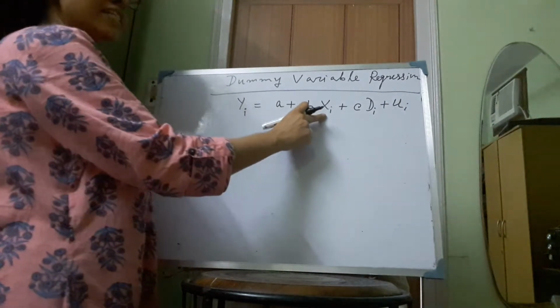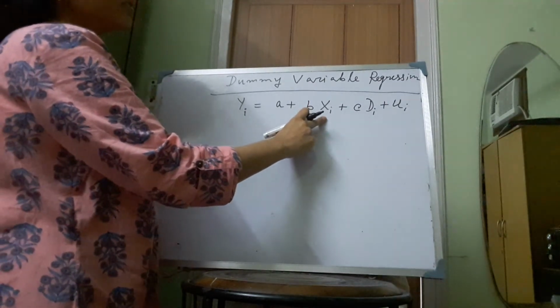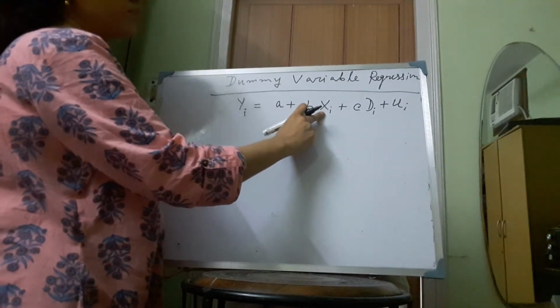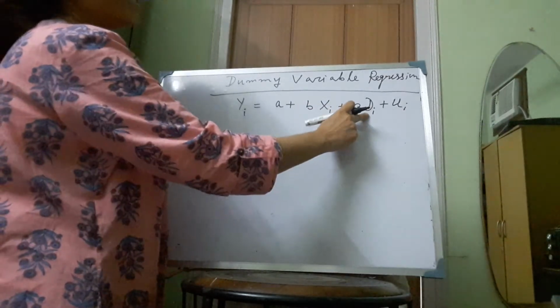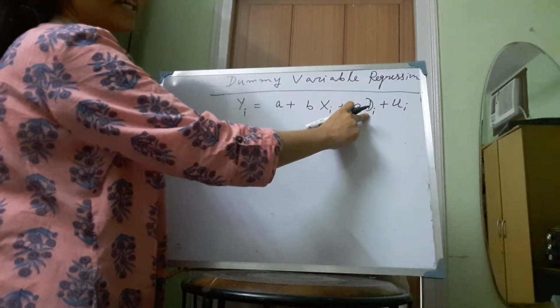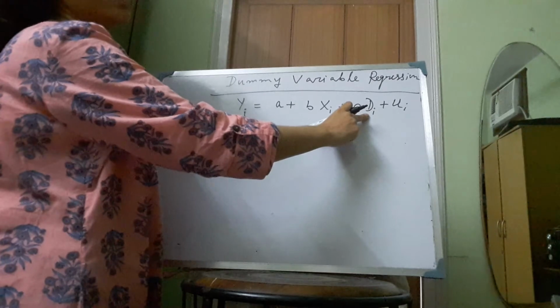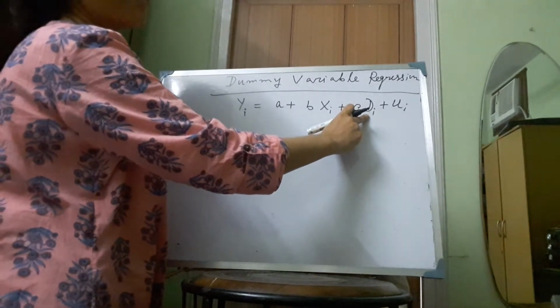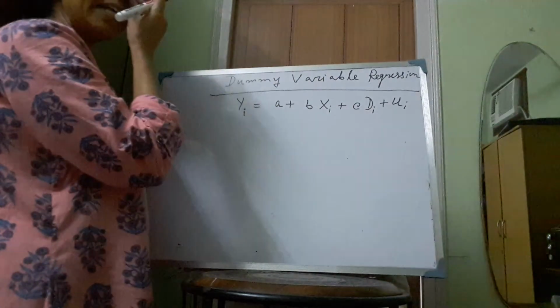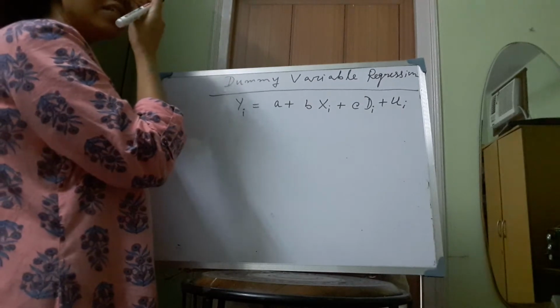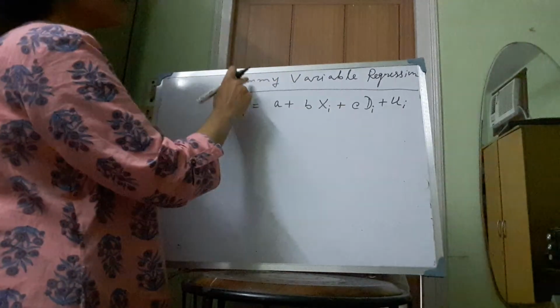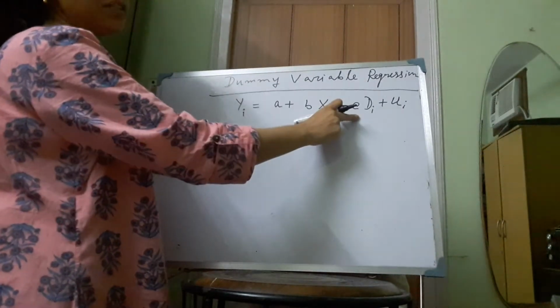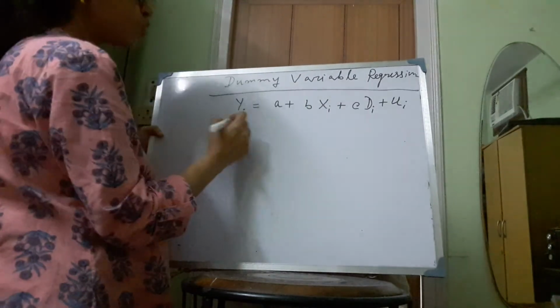So in this case xi is a measurable variable, so it is quantifiable, but di is not quantifiable, so di can be measured with the help of a dummy variable, a binary choice variable. So when the right hand side variable is a discrete variable, in that case we call that variable a dummy variable.